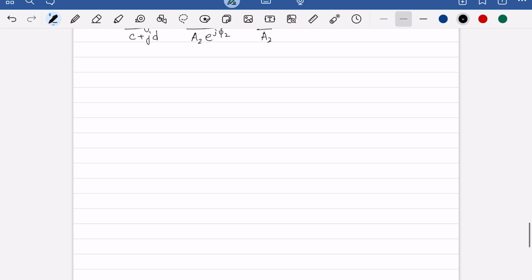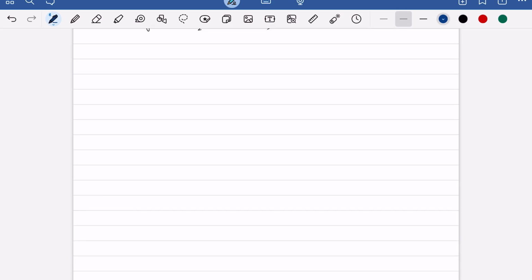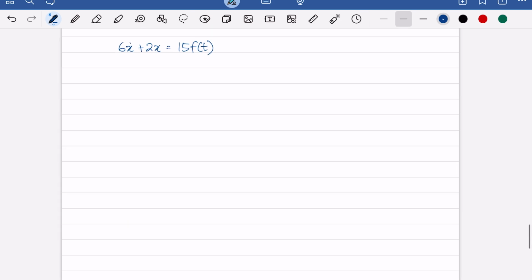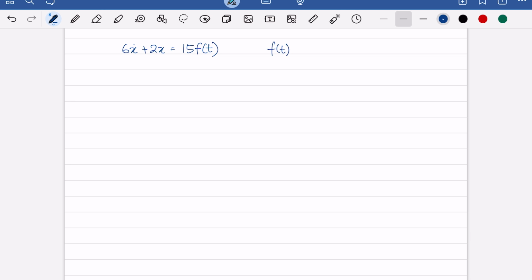Without going much into refreshing all of this, let's look at an example so we can quickly recollect what we had looked at. As an example, consider 6x dot plus 2x is equal to 15 f of t. You should immediately identify that this is a first order system. If f of t is an oscillating input given by, say, 3 sine of 2t, then you can use the transfer function of this system to obtain the steady state response. Let's do that now quickly.